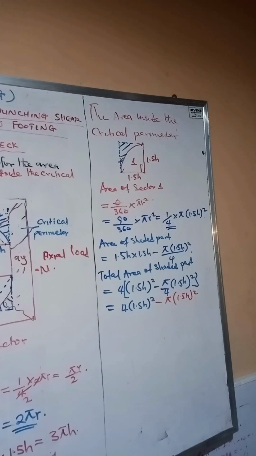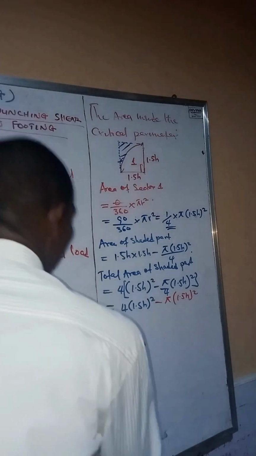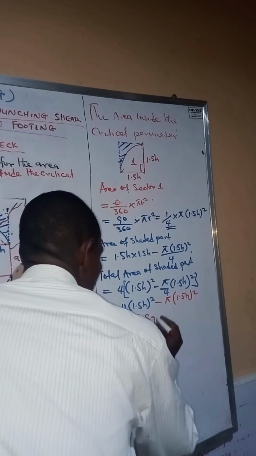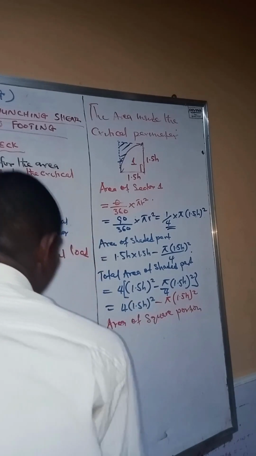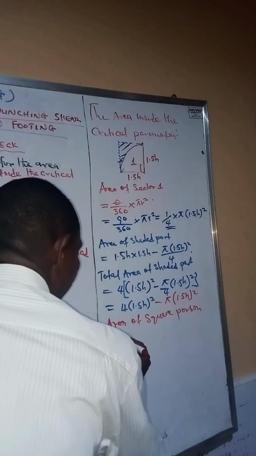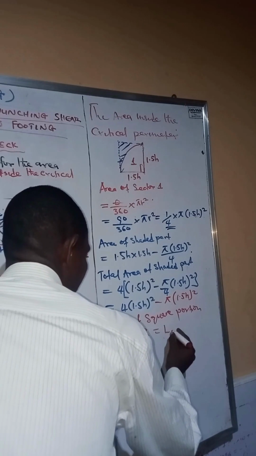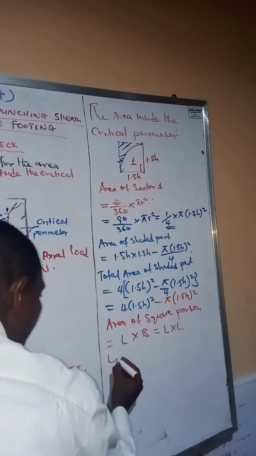I've not calculated the area of the shaded portion. We have the 4 shaded portion. We are going to calculate the area of that square. So we have that area of square portion becomes length times breadth, which, for square footing, will be length times length. Okay? So now let's start with the length.